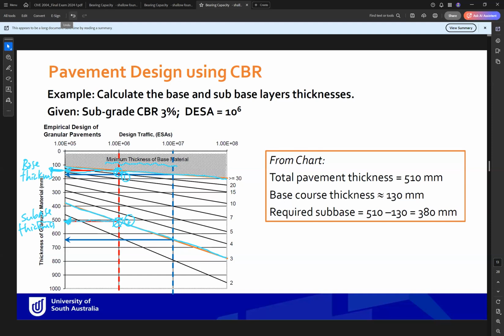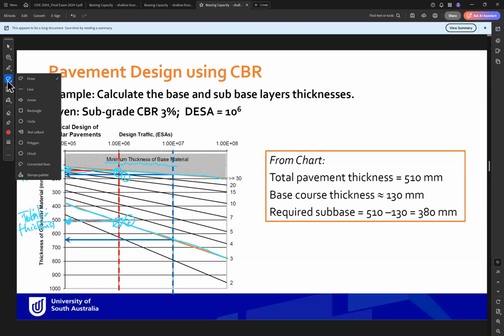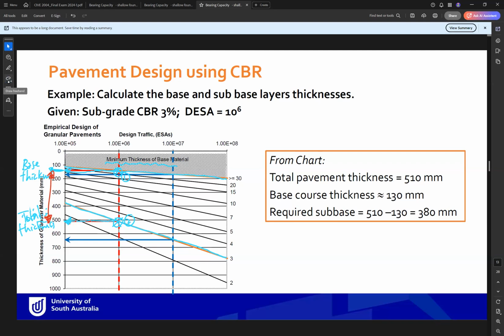Okay, not sub-base, this is the total thickness, sorry. This is the total thickness, and from here to here, the difference is the sub-base. So between the 2 points is the sub-base thickness. So what we will do, the first step, using ESA and the CBR percentage, you go to the chart.